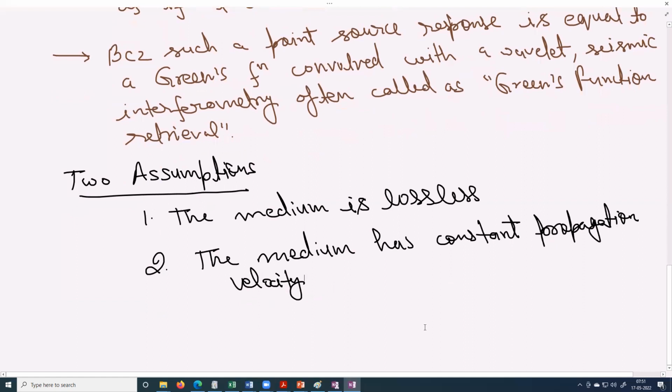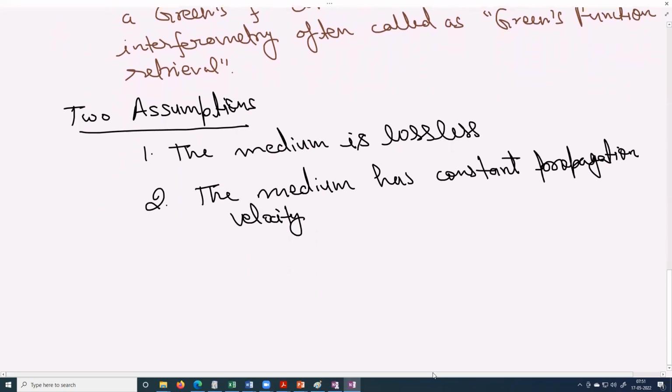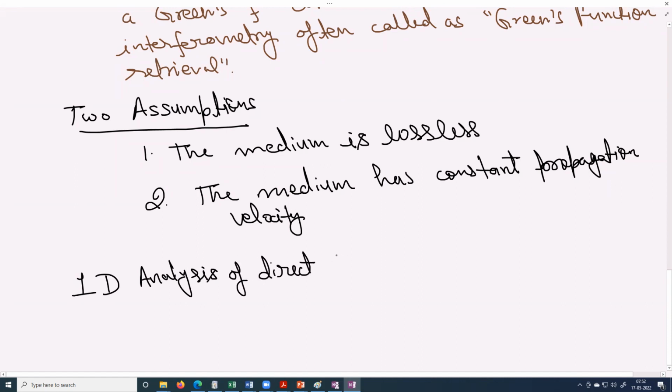Okay. So after considering these two assumptions, let's talk about 1D analysis of direct wave interferometry.